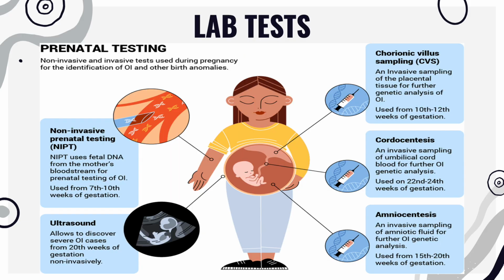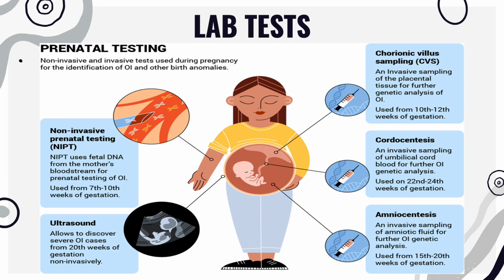Let's look at the prenatal testing. It involves non-invasive and invasive tests that are used during pregnancy for the identification of OI and other birth anomalies. The non-invasive prenatal testing, NIPT, uses fetal DNA from the mother's bloodstream for prenatal testing of OI. It is used from the 7th to 10th week of gestation. The next one is ultrasound. It allows discovering severe OI cases from the 20th week of gestation non-invasively.